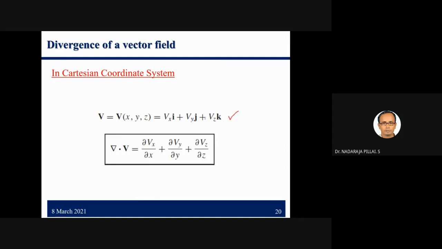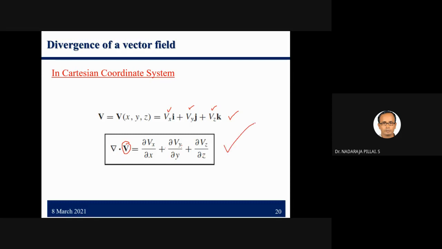V of x comma y comma z. We can write Vx i, Vy j, and Vz k, and the del dot V, that is divergence of V, can be represented by dou Vx by dou x plus dou Vy by dou y plus dou Vz by dou z.